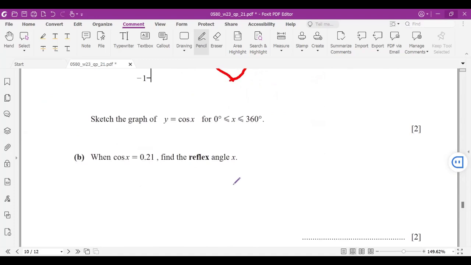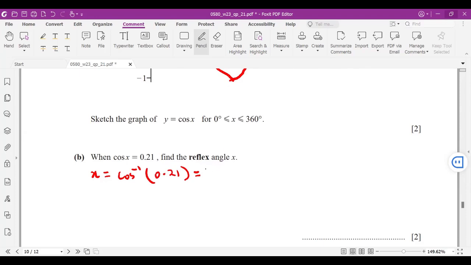Now we have to solve for the reflex angle. We have to find the reflex angle s. So here, first we find s, taking the cos inverse of 0.21.